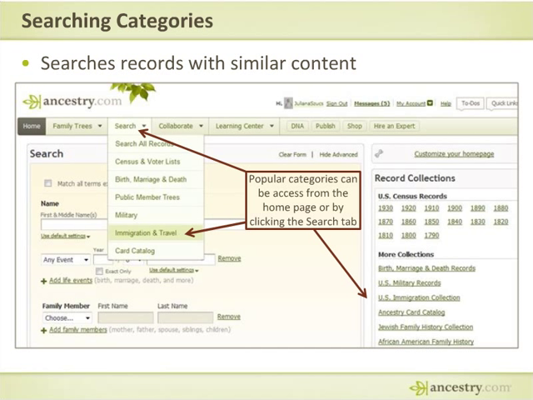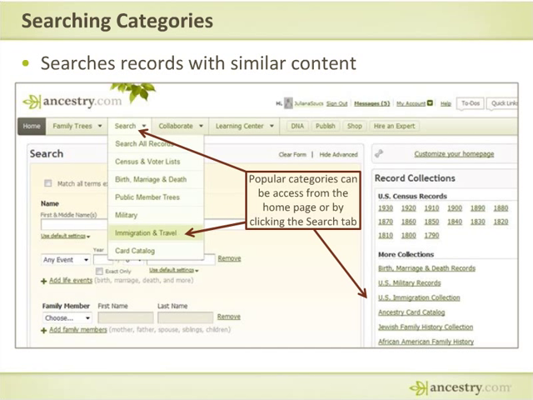And now you can access the categories either by just clicking through to the search tab. It'll list all of the categories. And also some of our more popular are available. Just hover over that search tab and you'll see that drop-down menu. And you could choose the collection that you want to search.